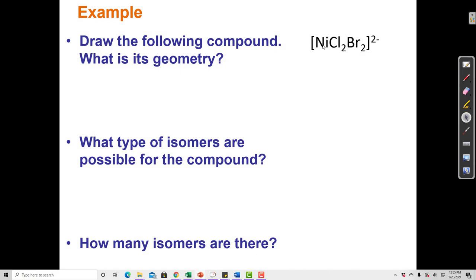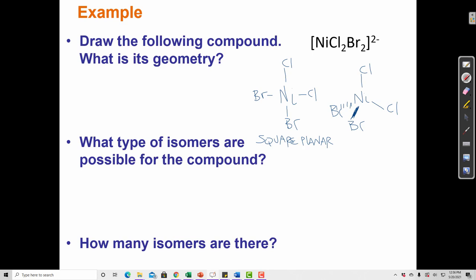All right, let's look at this one. NiCl2Br2. So draw the following compound. What is its geometry? So we know that nickel goes in the middle, and I have four total ligands, two and two. Now we have a problem, because when I have four total ligands, I can draw them like this. Just ignore where the Br and Cl are for now, but I can draw it like this with 90 degree angles, or I can draw them like this with 109 degree angles. Remember, with a coordination number of four, there are two possible geometries. We could have square planar, or we can have tetrahedral.